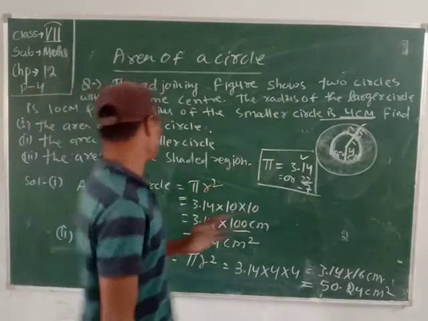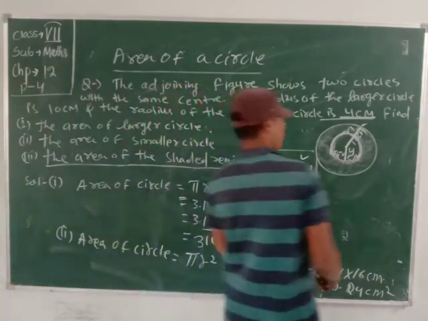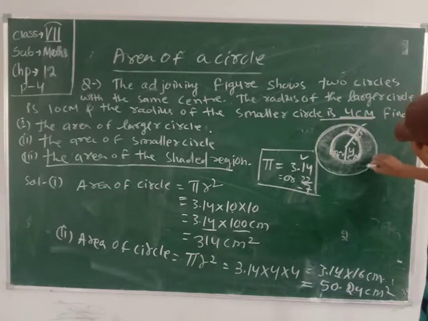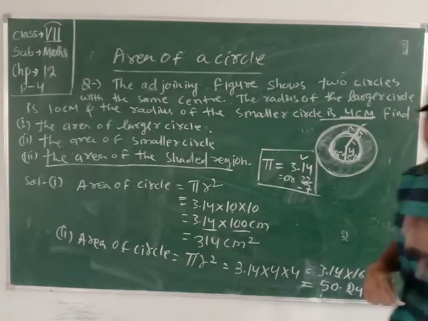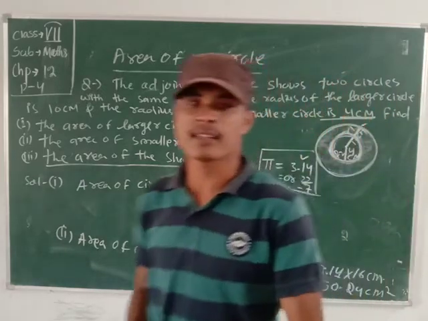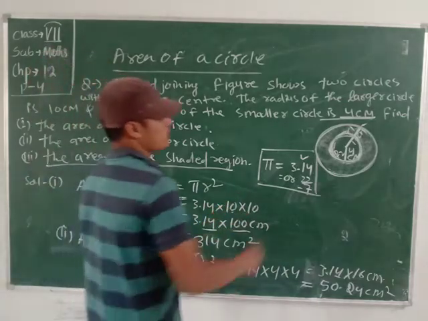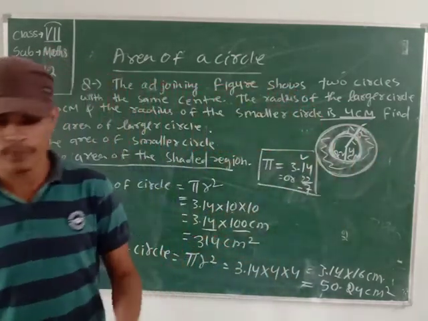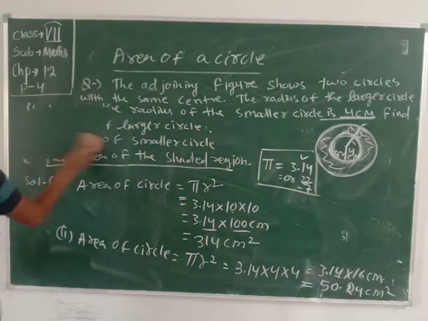And what is the question? The third question: the area of the shaded region. How to find the area of the shaded region? Then we find the area of the large circle and the area of the small circle. When we subtract the area of the small circle from the area of the large circle, then we get the area of this shaded portion. So I will solve the third question.